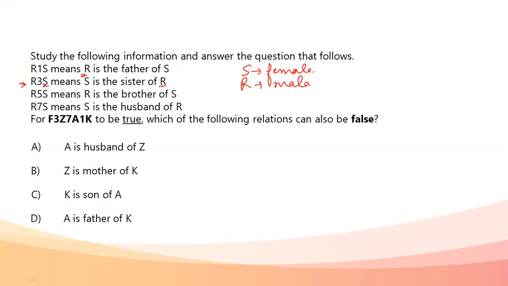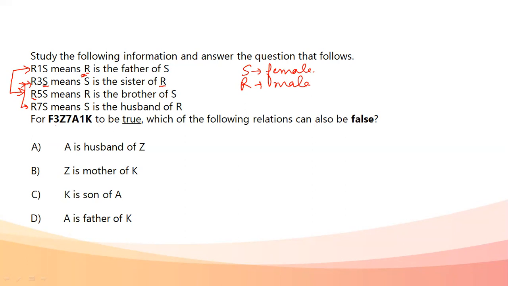Now, R5S means R is the brother of S. R becomes the brother of S. Now, R7S means S is the husband of R. So one thing we need to observe is that in one kind of statement, in these alternate statements, R is coming first, so the relation with respect to R is given. In the next two statements, the relation with respect to S is given. This needs to be taken into consideration very carefully.